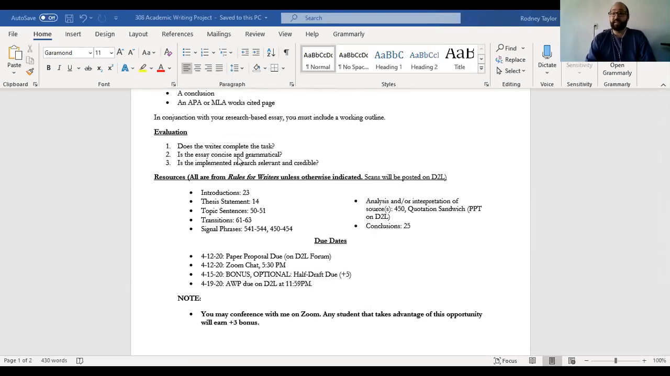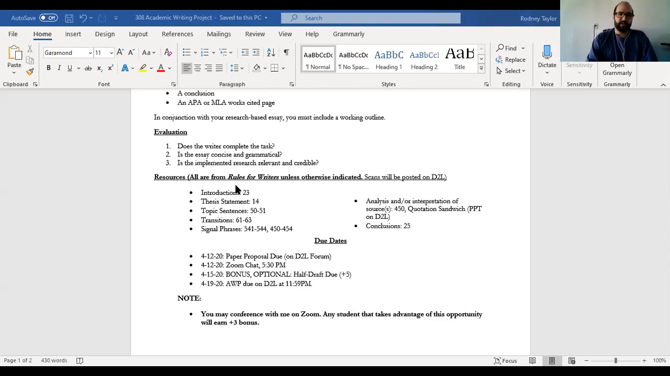Is the essay concise and grammatical? So that means that it's going to be proofread. You're going to conference with me. You might even do an optional peer review with one of your peers through Zoom. And is the implemented research relevant and credible? So if you're coming from something like jimsreefer.blogspot.com compared to getting something off of EBSCOhost, I'll be looking into that.